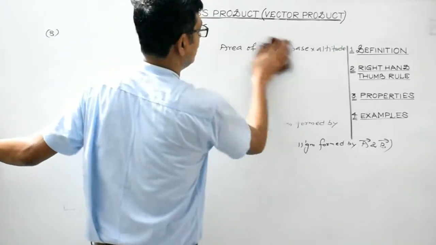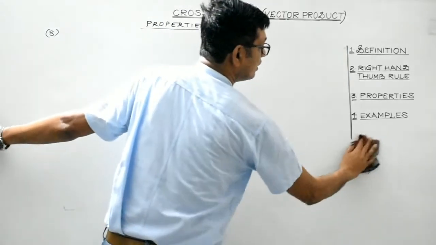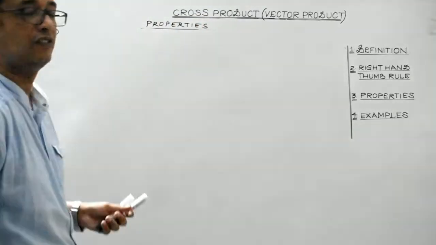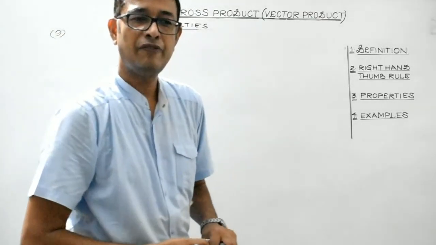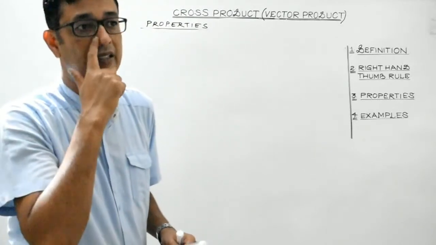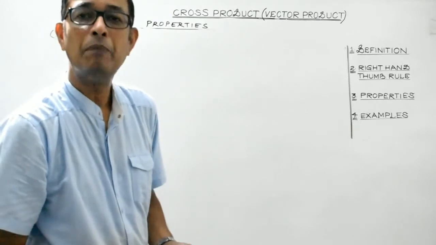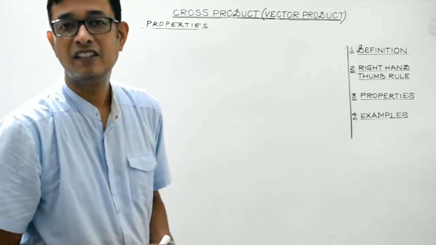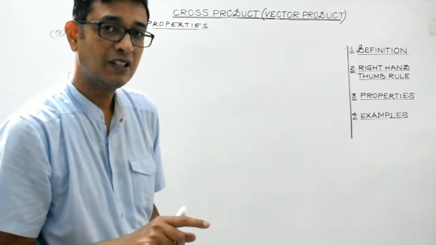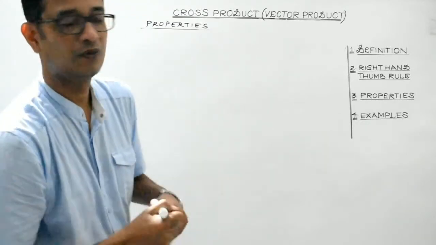We will discuss the area of a parallelogram when its diagonals are given, right? So 9th property. Here we will discuss if d1 vector and d2 vector are the diagonals of a parallelogram formed by the adjacent sides A vector and B vector, then we will prove that the area of the parallelogram is given by half the magnitude of the cross product of the diagonals of the parallelogram, right?